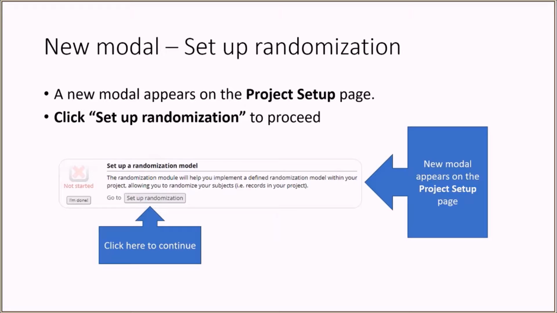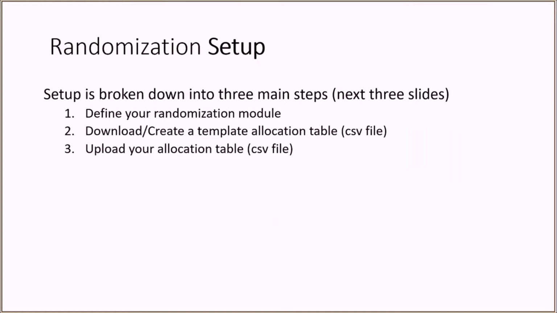Then we can go to the next steps, where it will give you a list of three main steps to accomplish, and it goes into a lot of detail. But on the brief side, the first step would be to define your randomization module. The second step would be to download and create the template allocation table. And then the third step after you're done would be to upload the allocation table back into REDCap.